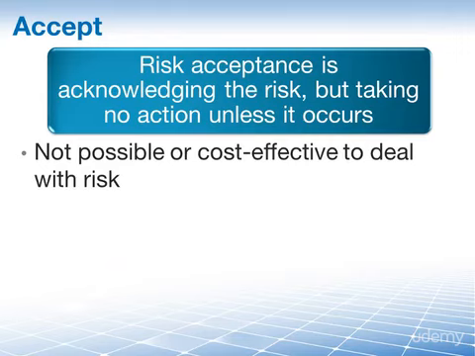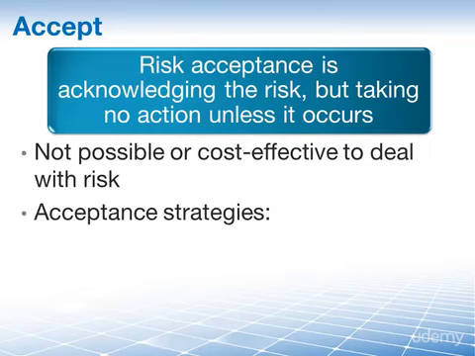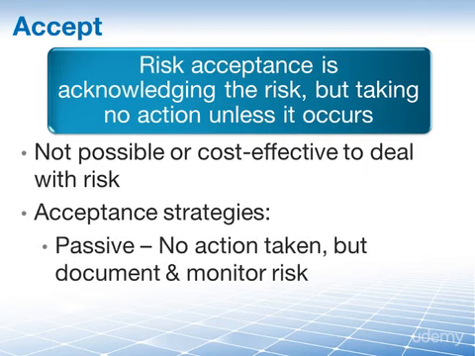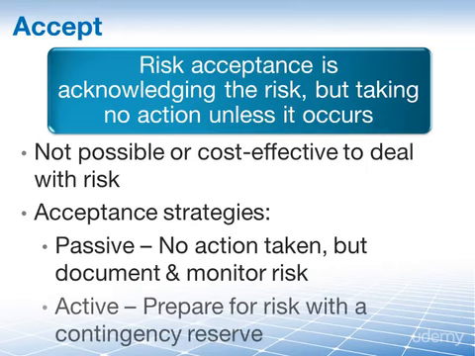The acceptance strategy can either be passive or active. Passive acceptance means you document the risk, but you take no action. You do, however, continue to monitor the risk to make sure that it has not changed significantly. Active acceptance is when you prepare for the risk by establishing a contingency reserve, which could include time, money, or resources to handle the risk.